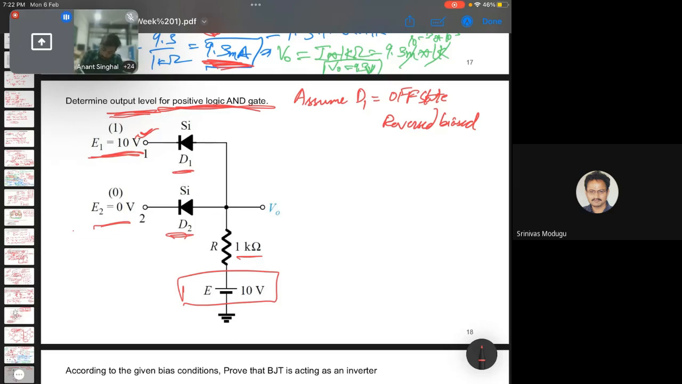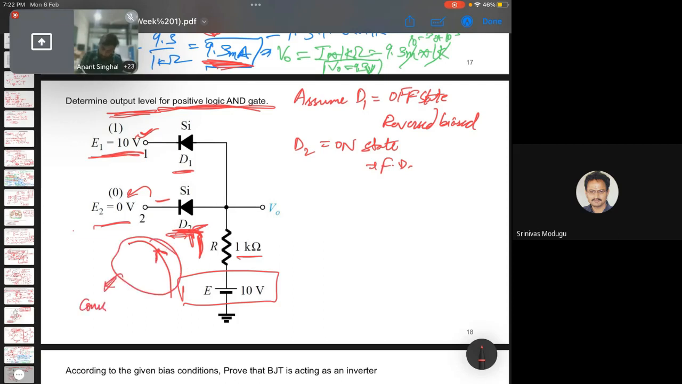And here you can see that this D2, the negative terminal, is connected to ground and the positive is having some voltage, so we will assume that D2 is in on state and it is forward biased. Once we say on state, that means the current will flow in this direction. If this current in this direction comes positive, then our assumption will be correct.